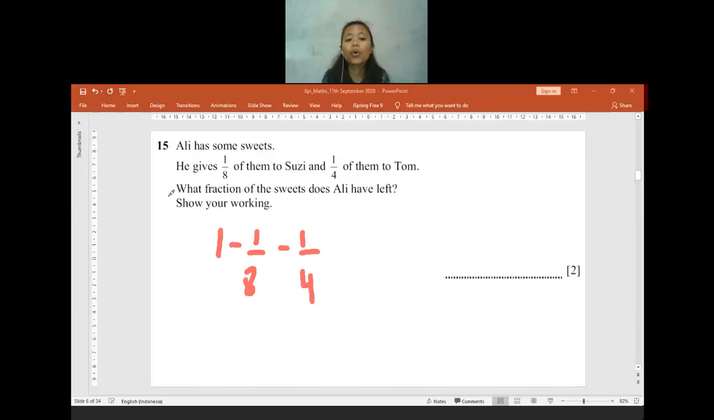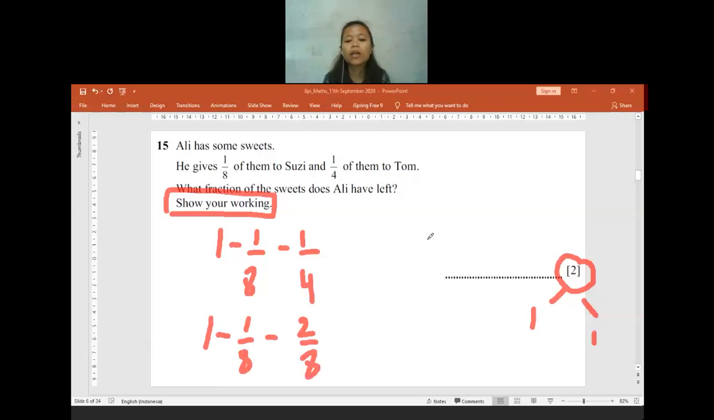In here, read the question. It says, show your working. So you have to show your working. If the question clearly says show your working and it has 2 marks, it means 1 mark for the working, 1 mark for the final answer. That's why please show all of your working. If you only show the final answer, you will only get 1 mark. Okay, so it will be 1 minus 1 per 8 minus 2 per 8. Yes, the answer is correct. It will be 5 per 8 in the end.